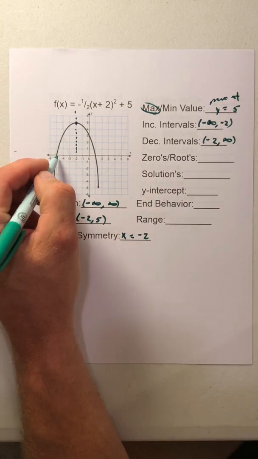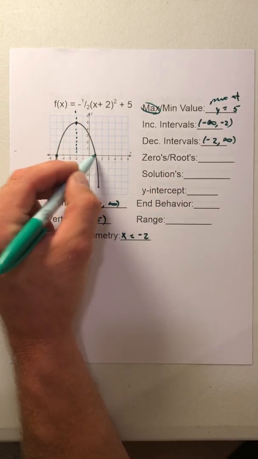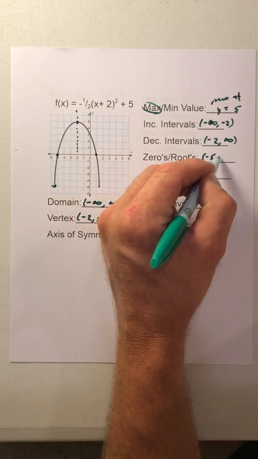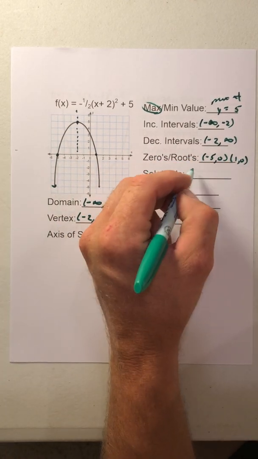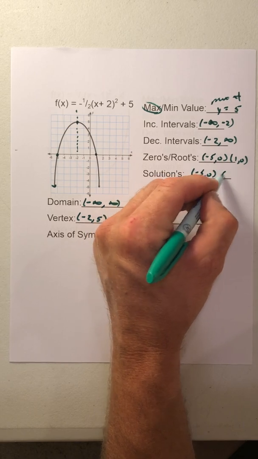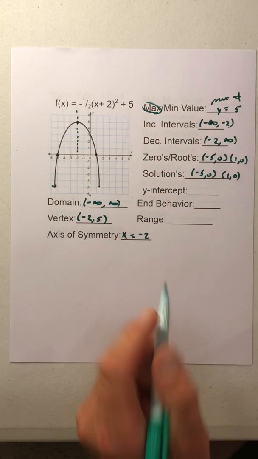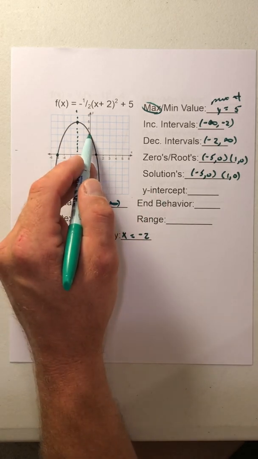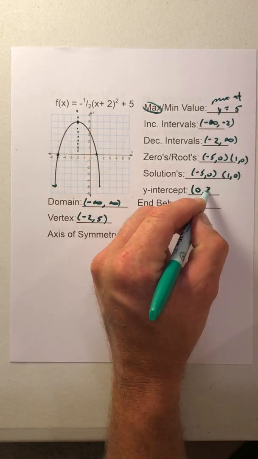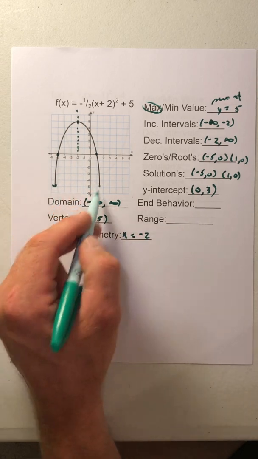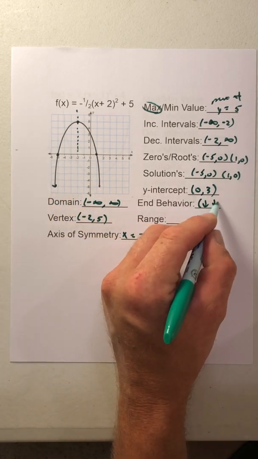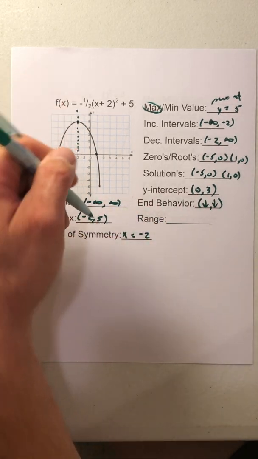Zeros, solutions, and roots. I go through -5, 0, and 1, 0. I like to write those as points. My solutions are the same as my roots, where I cross the x-axis. My y-intercept, I'm going to go through the point 0, 3. My end behavior, I'm going down, down. So both my arrows are pointing down.